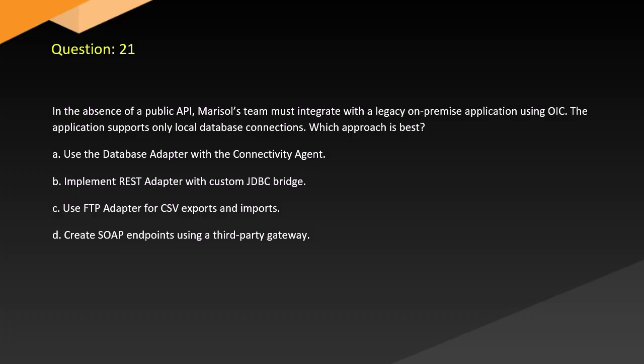Question 21. In the absence of a public API, Marisol's team must integrate with a legacy on-premise application using OAuth. The application supports only local database connections. Which approach is best? A. Use the database adapter with the connectivity agent. B. Implement REST adapter with a custom bridge. C. FTP adapter for CSV exports and imports. D. Create SOAP endpoints using a third-party gateway.